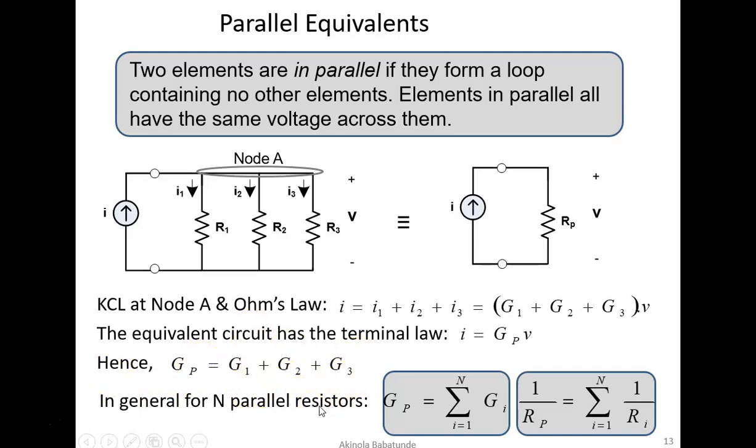In general, for n parallel resistors, whatever n is, it could be 3 parallel resistors, 5 parallel resistors, 50 parallel resistors, you can say that our GP will be equal to the summation of all the G's in the circuit, or our 1 over Rp. We do know G is the inverse of resistance, by the way. That's why we can replace GP with 1 over Rp. That means that 1 over Rp will be equal to the summation of 1 over R of all the resistances in the circuit.